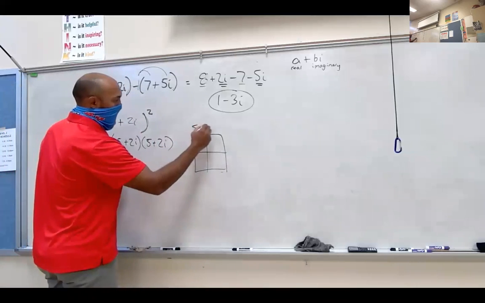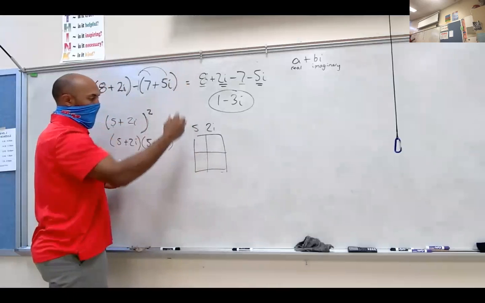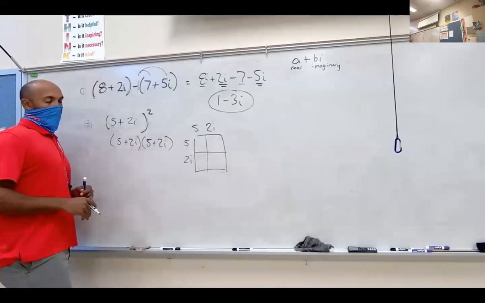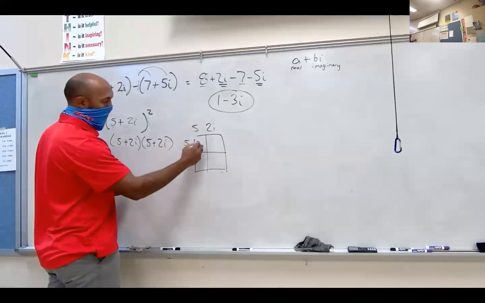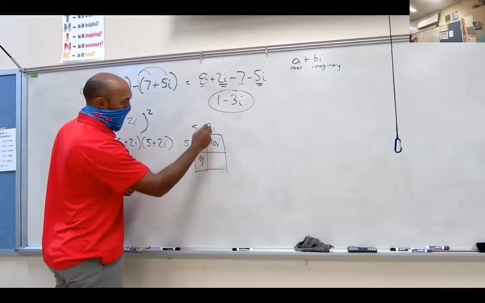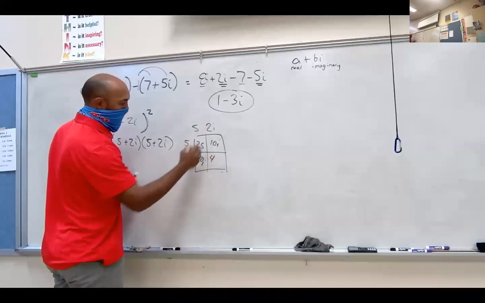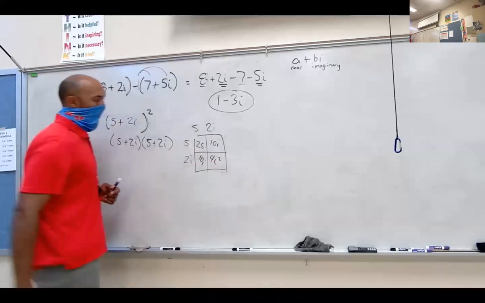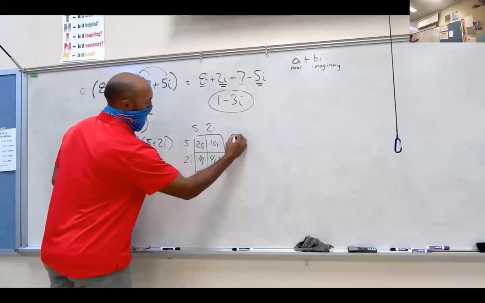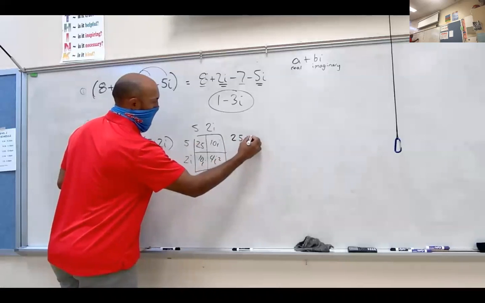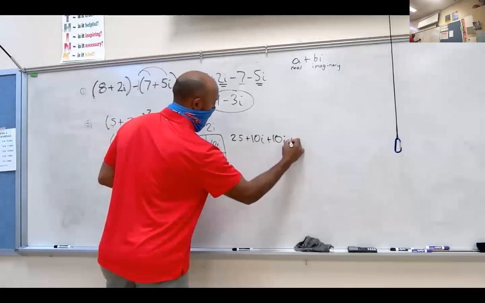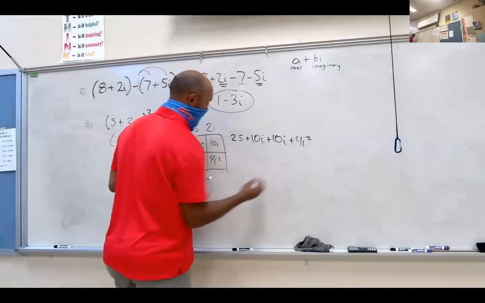I like to set up the box, which does the same thing, just keeps you organized. So I write my factors on the outside. Remember, they go on the outside when you multiply. Go on the inside when you factor. And now I just multiply each one out. So 25 here, 10i there, 10i there, and then 2 times 2 is 4, and then i times i is i squared. Now when I write this out, I'm going to first start with that term, and then add up 10i plus 10i plus 4i squared.